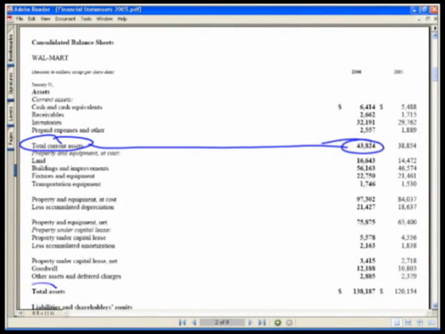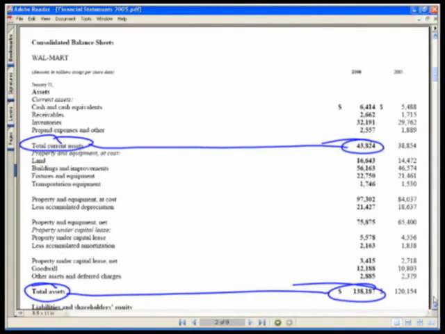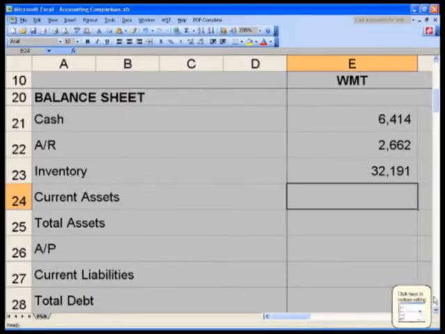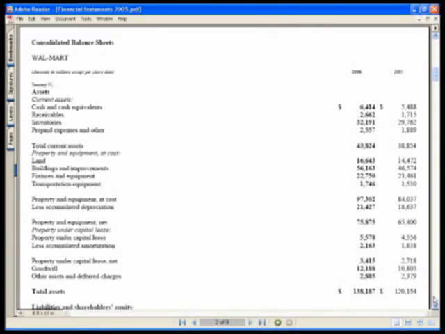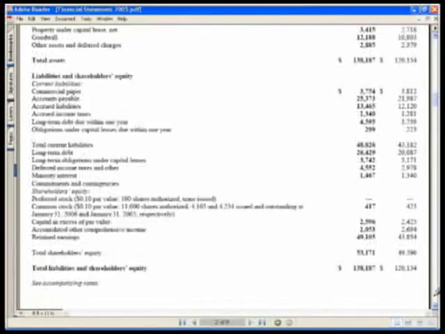And again, let's skip ahead. What's our total assets? 138,187. So let's go ahead and input those two numbers in the correct spot. So on the current assets, what was the number again? 43,824. Total assets, 138,187. Now we're going to flip ahead to the liabilities section. The liabilities will say the following. Let's flip down here. Liabilities, the first number we wanted was accounts payable. Accounts payable is 25,373. Let's now also input the next number, current liabilities.